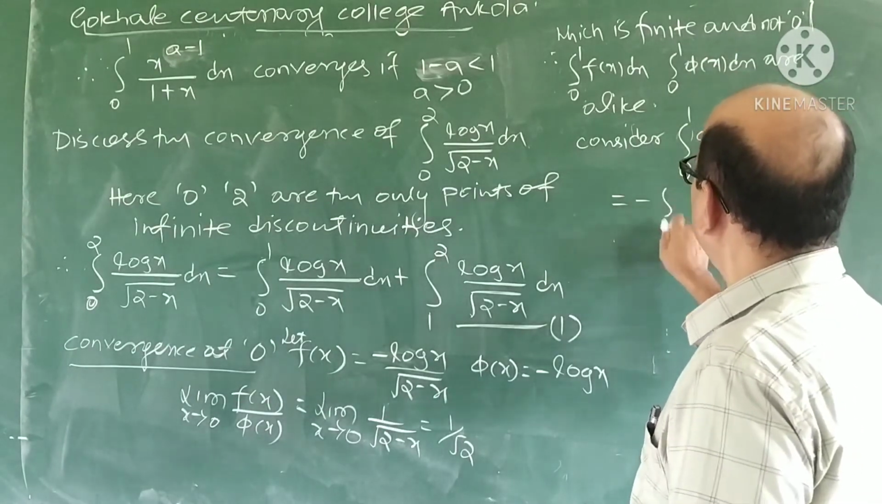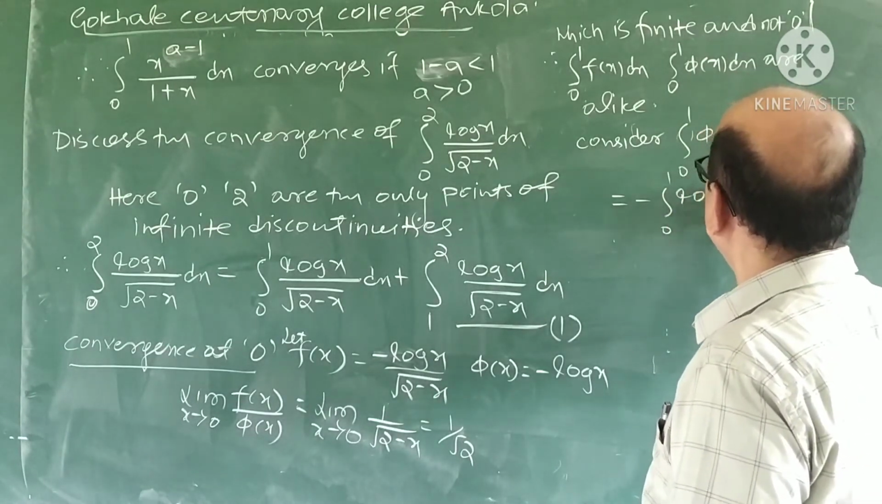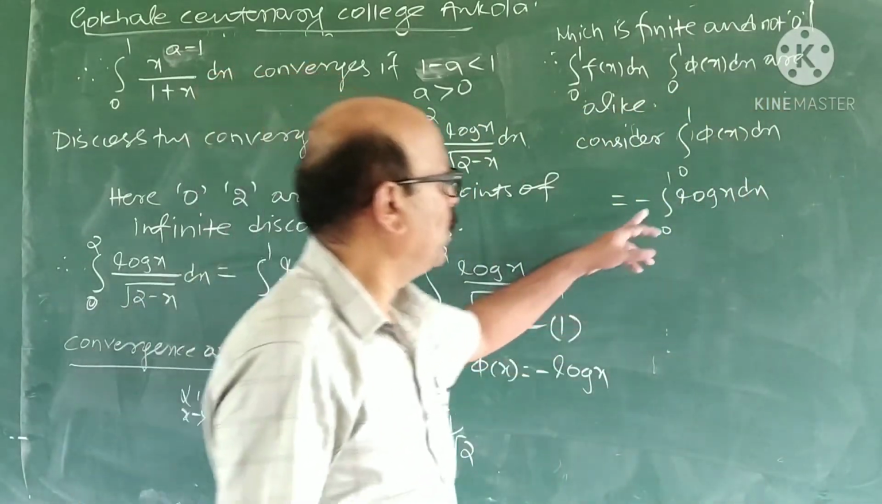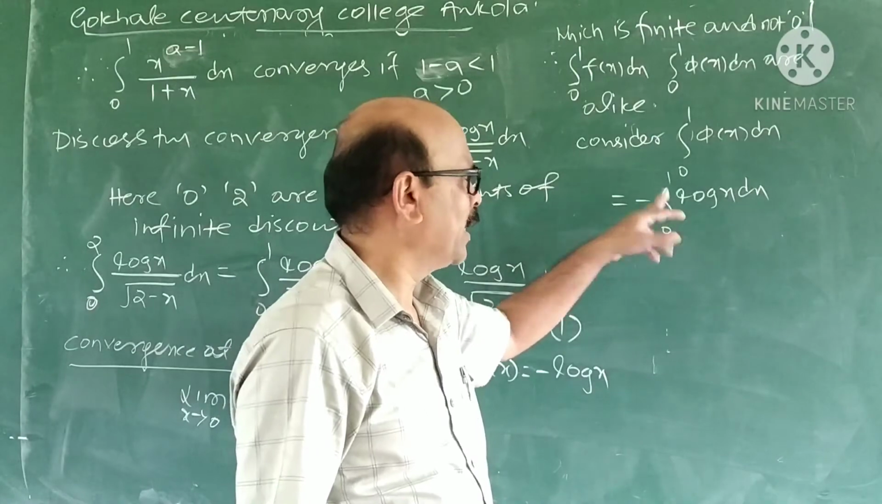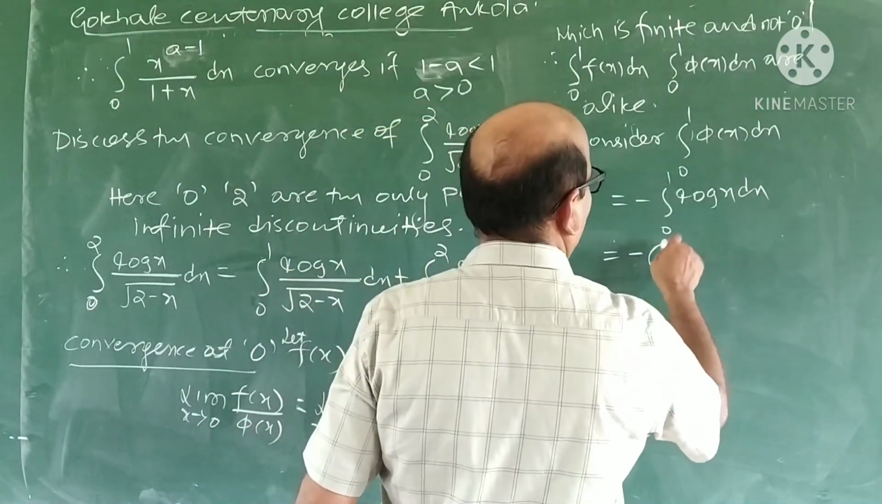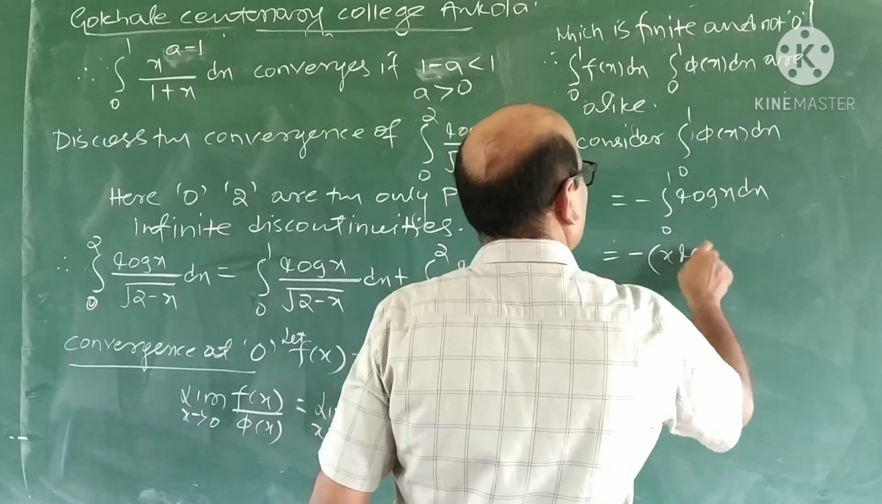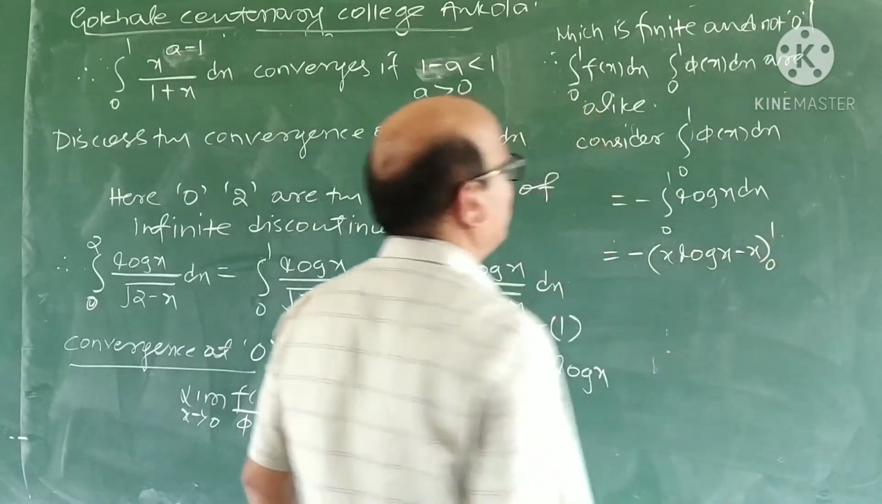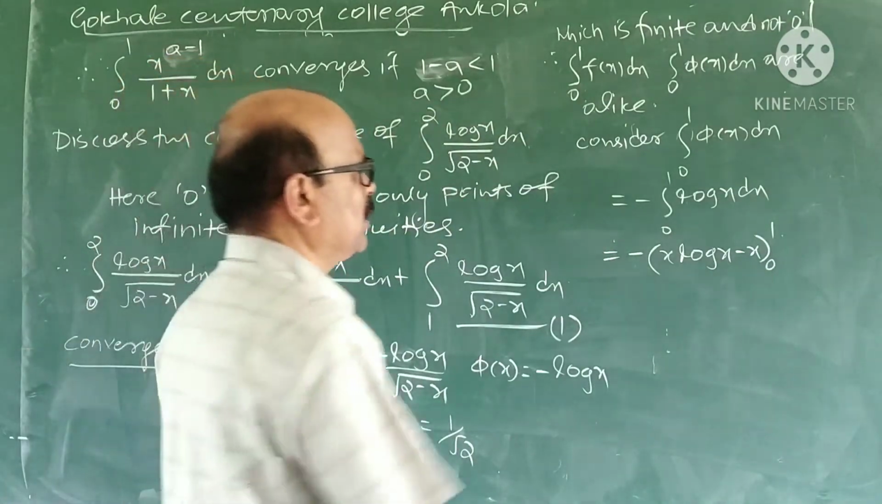It is minus the integral from 0 to 1 of log x dx. And you have come across this one, the integration of log x. How do you integrate it? By parts. It is minus (x log x minus x) from 0 to 1. Now, when does it converge?